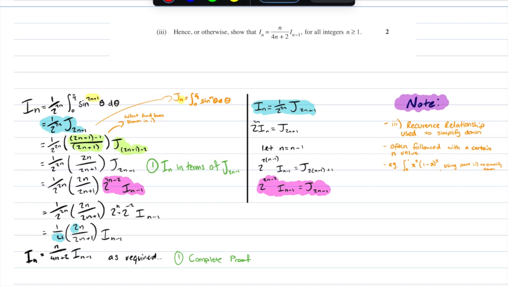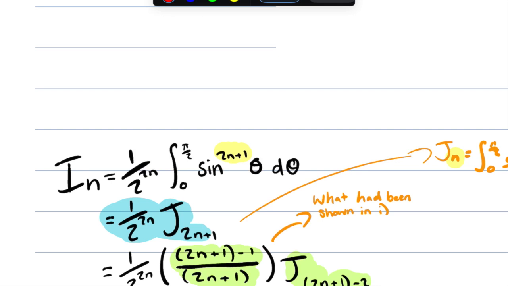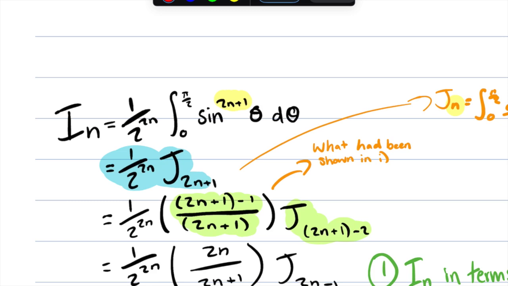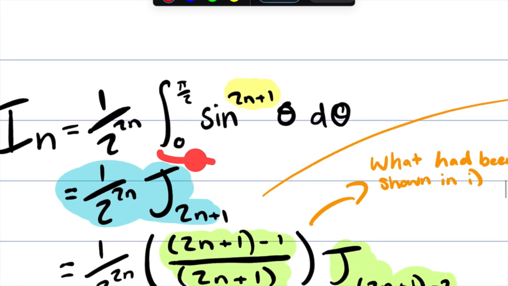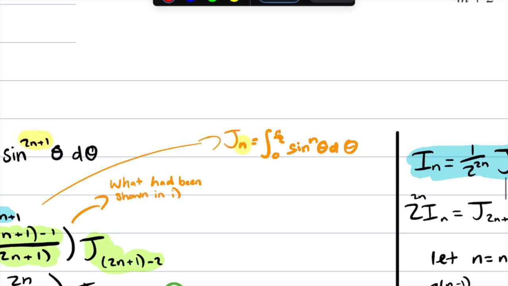Finally, for part 3, we're given that we want to show that I_n is equal to n over 4n plus 2 of I_{n-1}. Starting out with our I_n term, from part 2, we can recognize that this expression is just J_{2n+1} from part 1. We know this because we can just sub our 2n plus 1 there, and it will be equivalent.